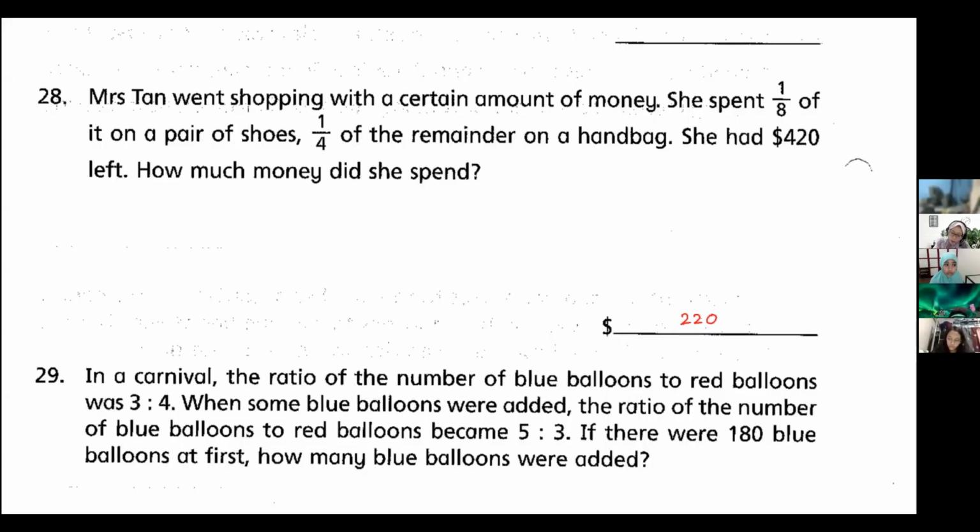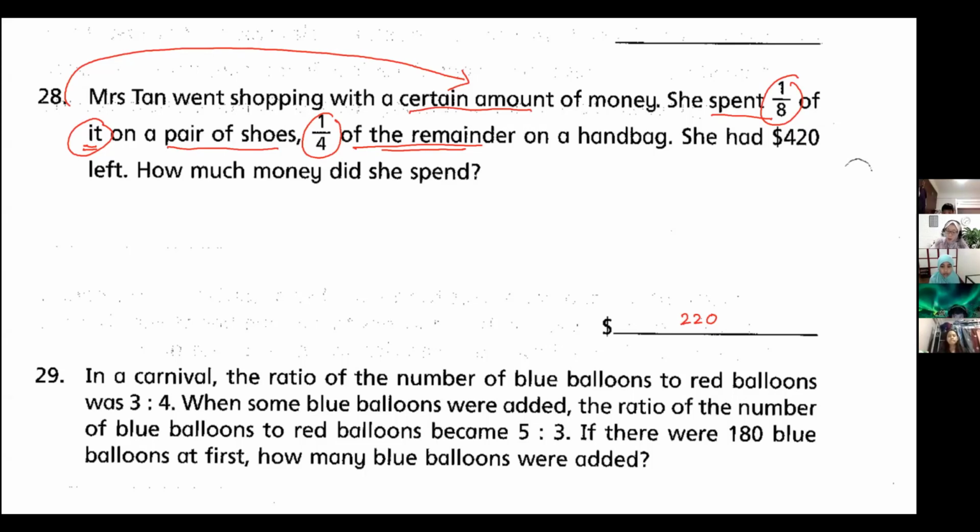Mrs. Tan went shopping with a certain amount of money. She spent 1/8 of it on a pair of shoes. Then she spent 1/4 of the remainder, you must find the remainder first, on a handbag. She had $420 left after spending on the shoes and on the handbag. How much money did she spend?